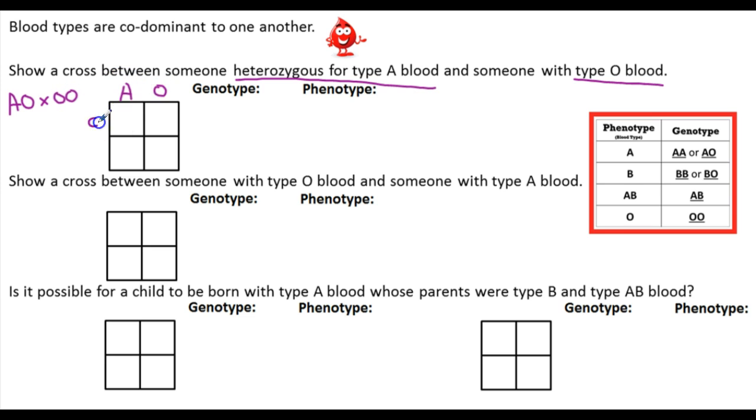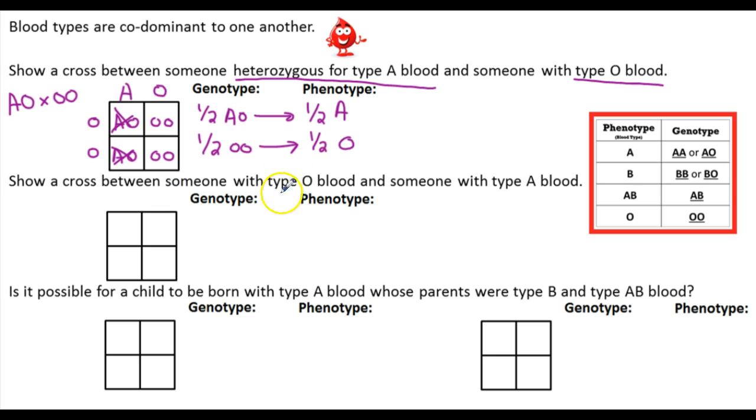So I set that up here, AO crossed with OO, and I'm going to fill that one out here and do my genotype counts. Half of them will be AO, and half of them will be OO. This means that half of them will have type A blood, and half of them will have type O. So in this parental cross, half their kids will be type A, half their kids will be type O.